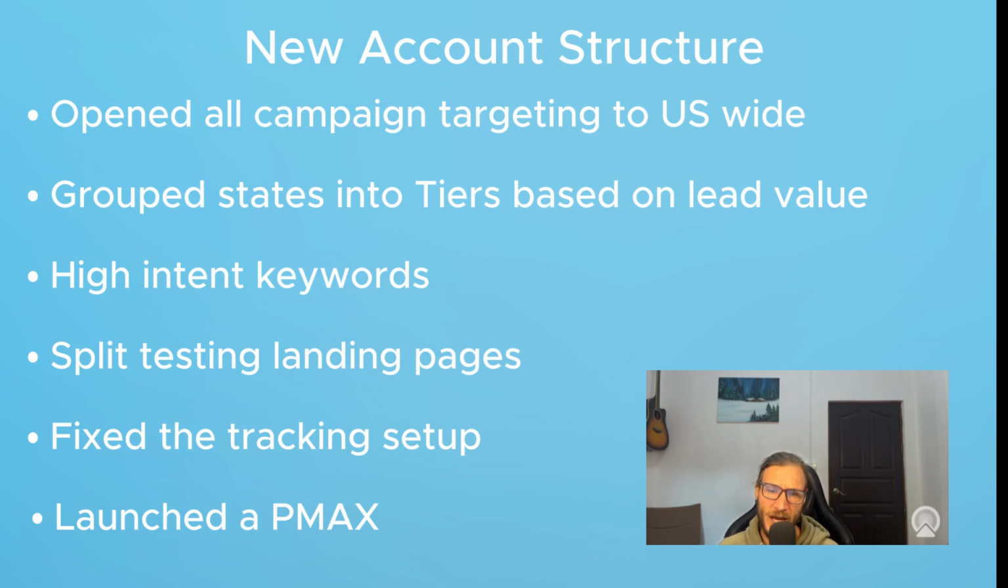So what we did is we came up with a bit of a tiered system where we say, okay, these kinds of states are worth this much, these kinds of states are worth a bit less, so we bid a bit lower here, and so on and so forth. But it allowed us to really broaden the targeting and target US wide. The next thing we did is identify high intent keywords and really go with those rather than the ones they were targeting before, as well as make some changes when it came to the landing page.